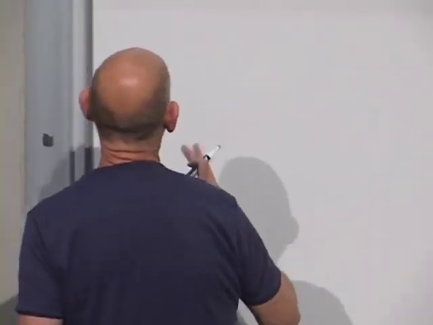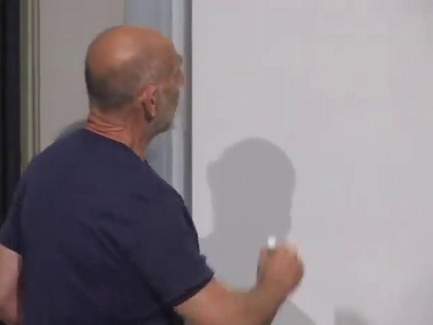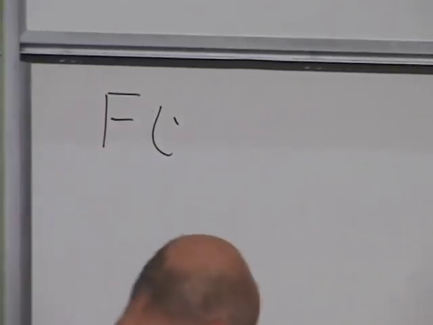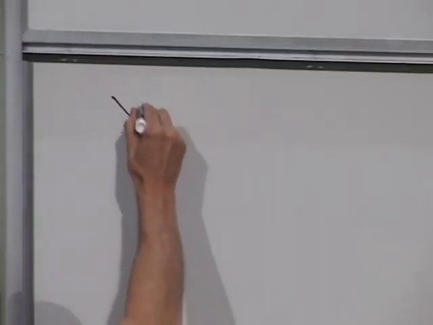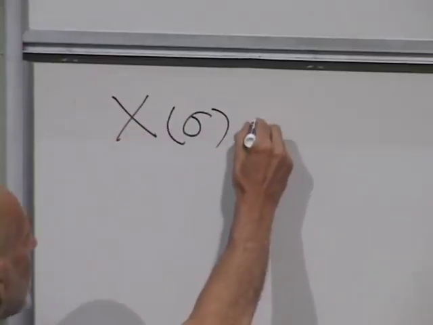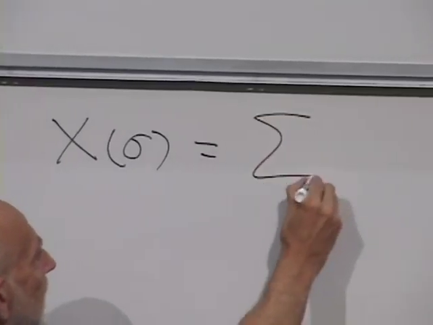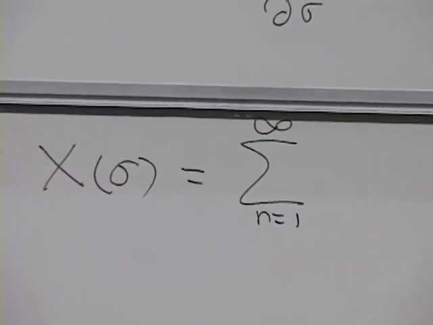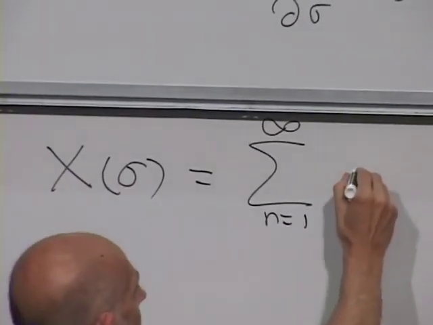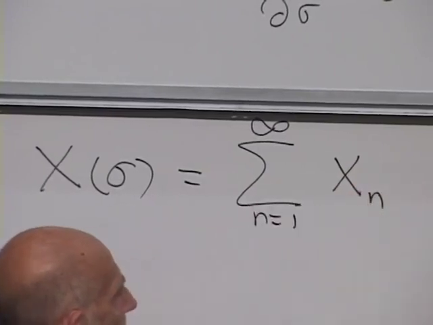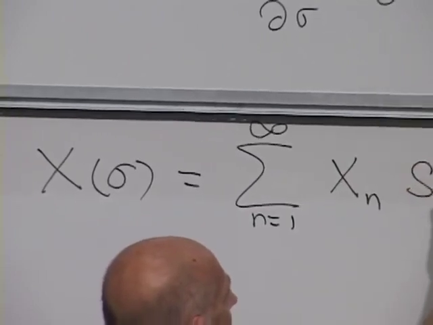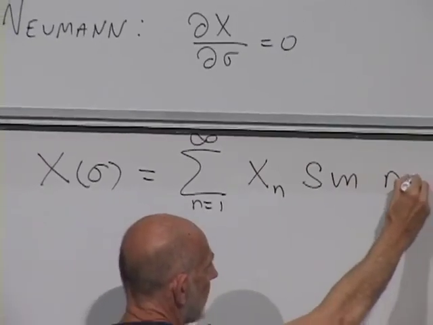Functions which satisfy Dirichlet boundary conditions, those can be, let's call them f of x. No, not f of x, x of sigma. Can be written as a sum from n equals 1 to infinity of coefficients, x sub n, those are a set of coefficients, times sine of n sigma.